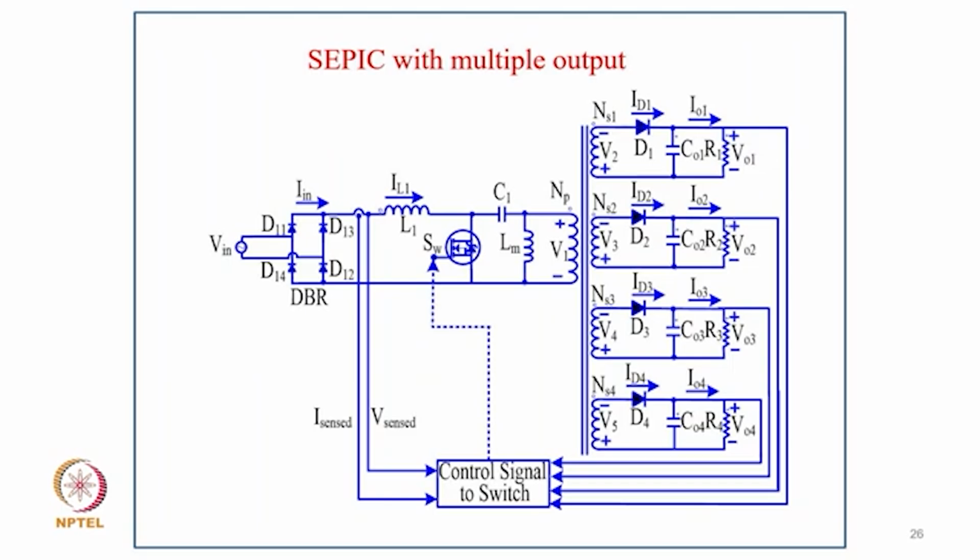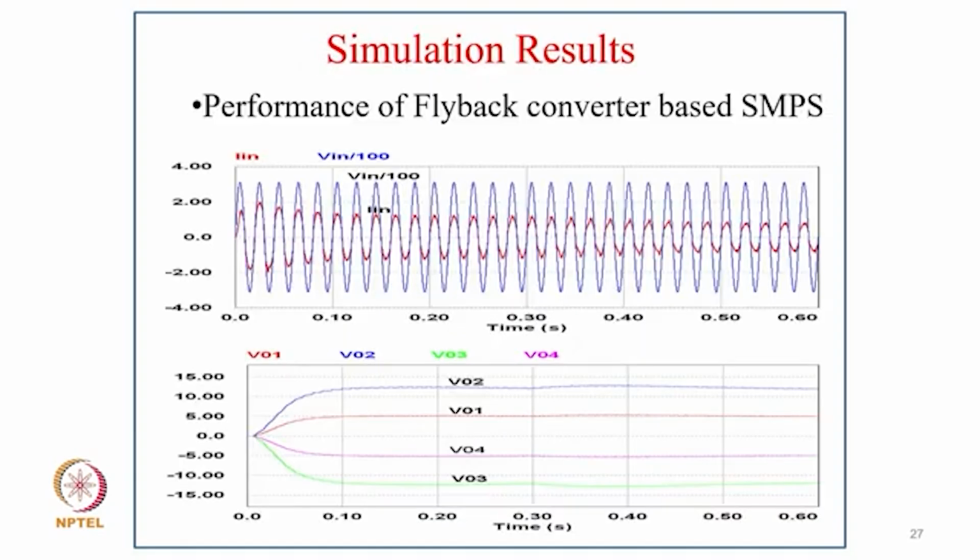And these are typically with your single-ended primary inductance converter. We can use different isolated DC-DC converters. So that was the flyback, which is also in the buck-boost category. This SEPIC, single-ended primary inductance converter, with multiple outputs, is also another buck-boost like category.